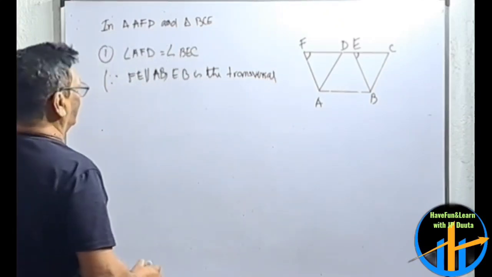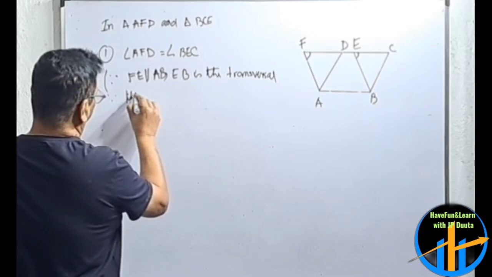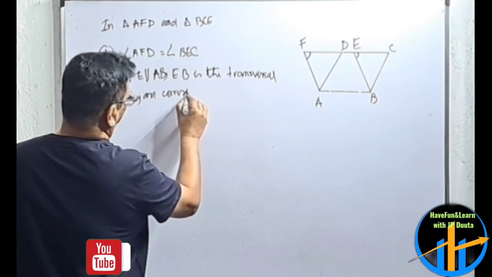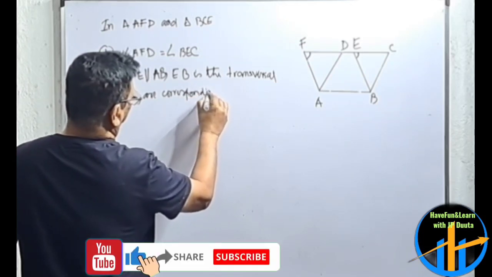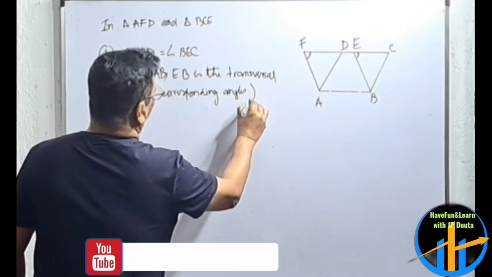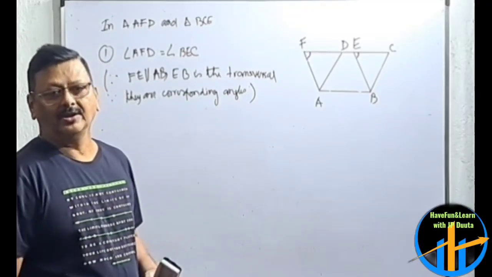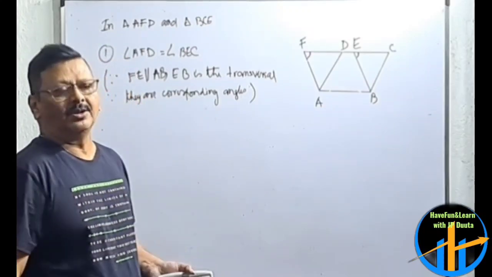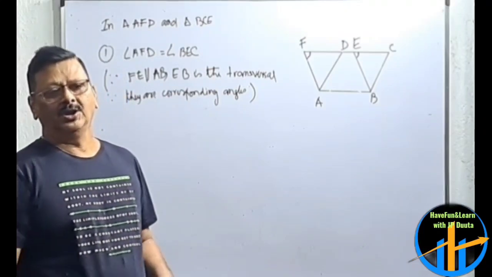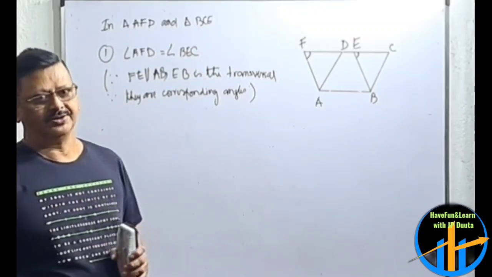Correct? Therefore, they are corresponding angles. Now, if you have problems with corresponding angles, alternate angles, interior angles, then you can have a look at the description box. We have a number of videos which will help you in understanding the theory of parallel lines and transversals, correct?